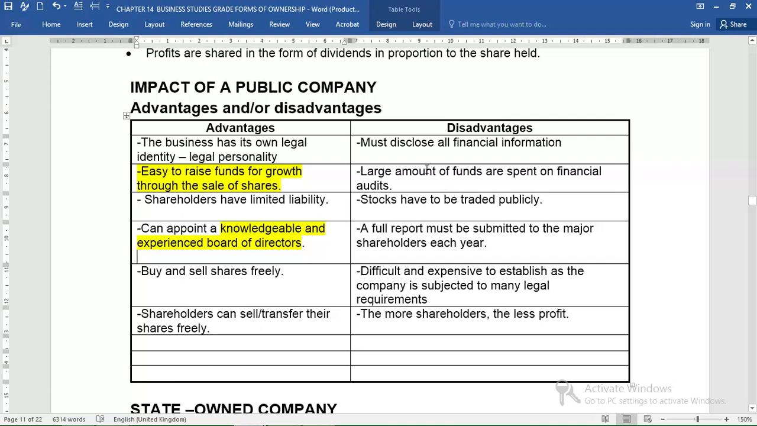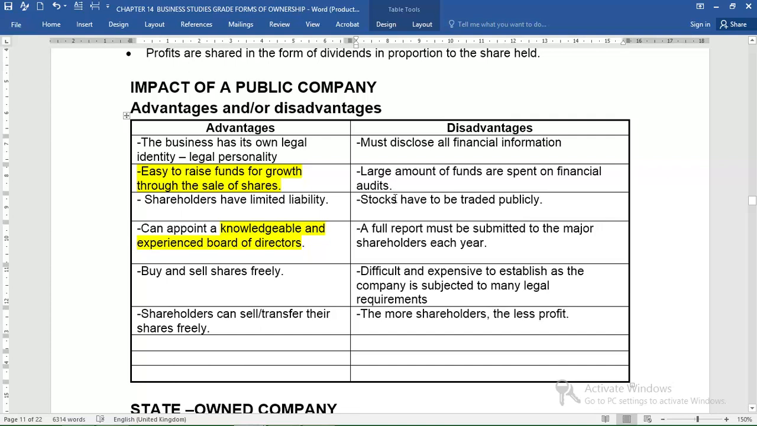You understand? So it's easy to transfer those shares to somebody else if you don't want to be a shareholder of a company. The biggest disadvantage is that financial information should be disclosed to the public, so that the public can see what is happening in the company. Disclosing financial information, which is confidential, is a disadvantage. Competitors can see and use it against you, and large amounts of funds are needed, also when you audit your financial statements. Auditors are expensive, and that's money that you're spending in public companies, right?